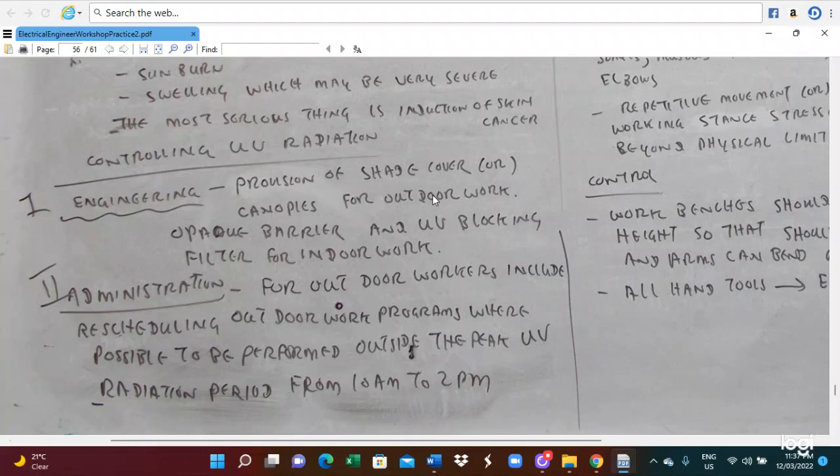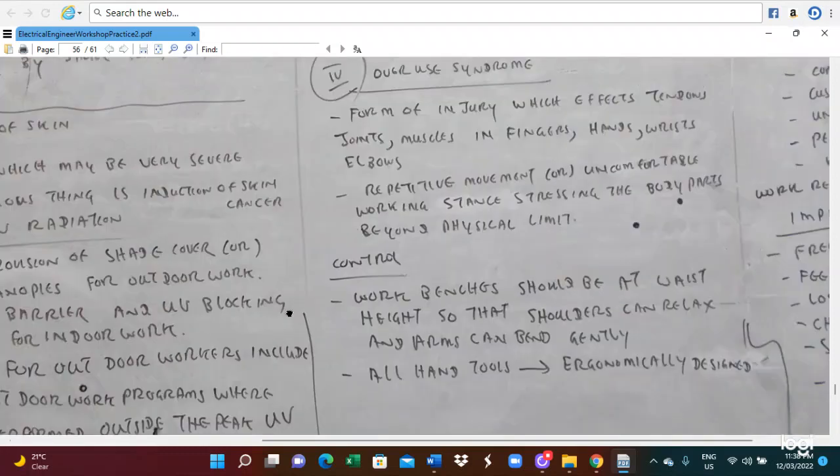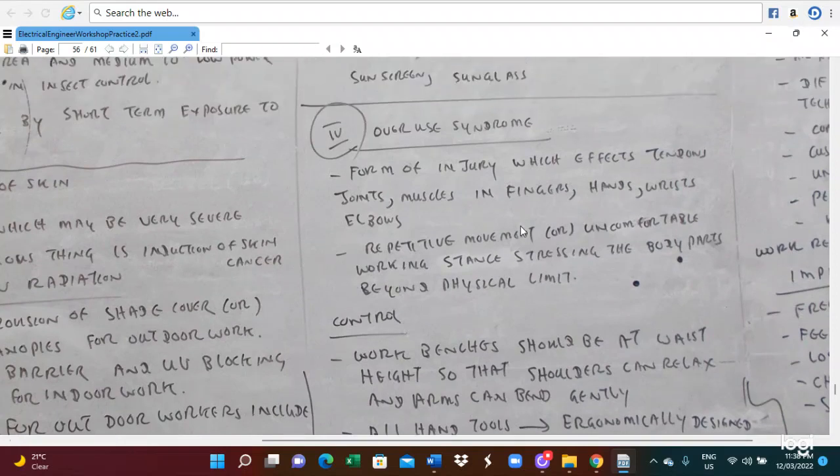In the meantime, there is administration. Instead of allowing the worker to work outside, you have to allow the worker to do inside activity. This way, you can reduce the radiation absorbed by the worker. Another thing is overuse syndrome. Overuse syndrome is if you are using too much, working for a very long time, injury can happen. Therefore, you have to be aware of not overusing yourself.